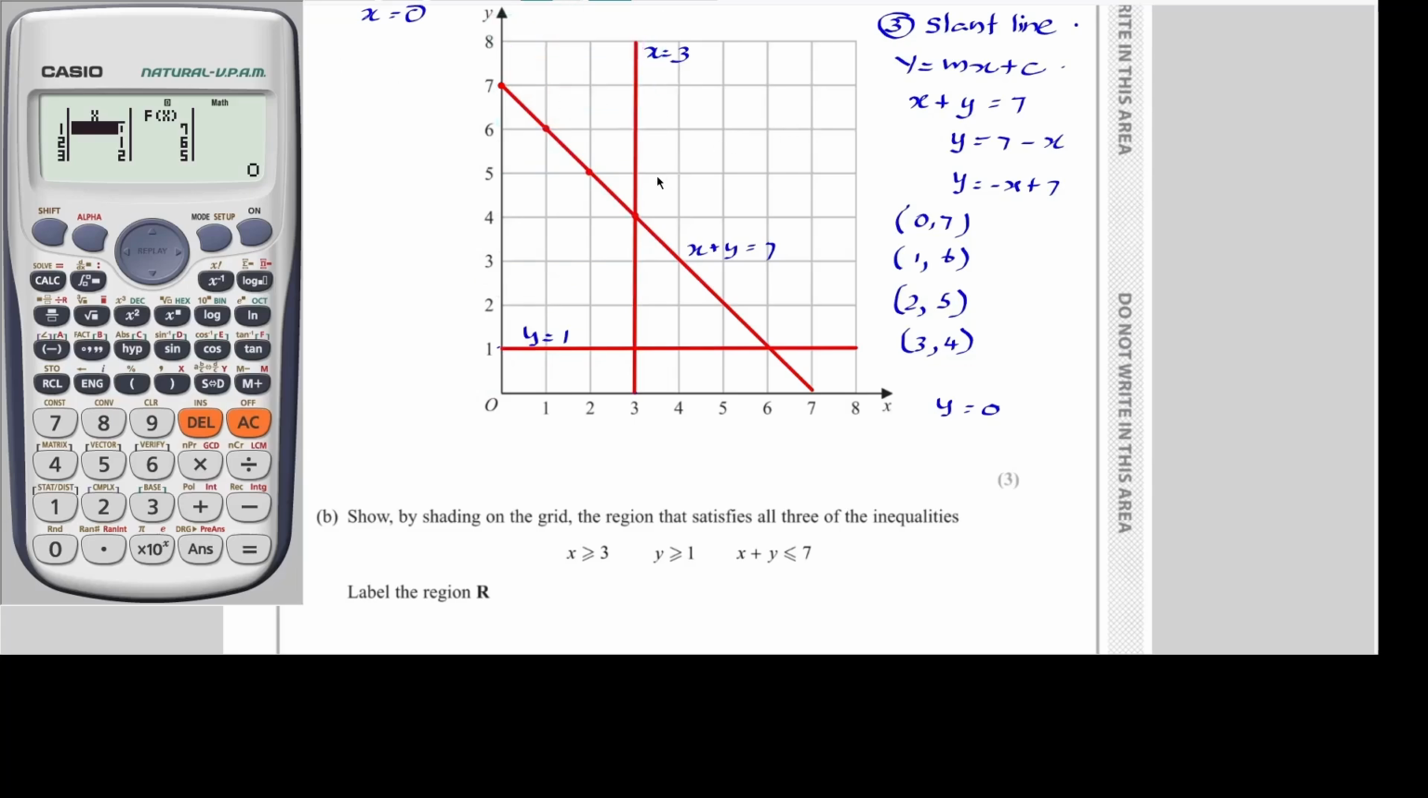Right. Now I know that this is my wanted part. Then let's shade it off. I'm going to shade it off with, right. This is the wanted one. That's it. And you have to label it as R. Okay. That's how we do it.